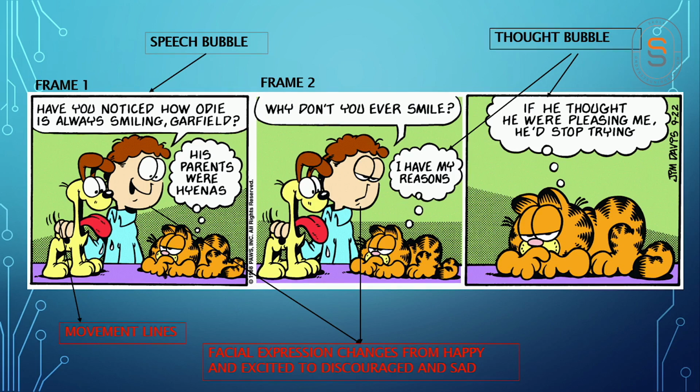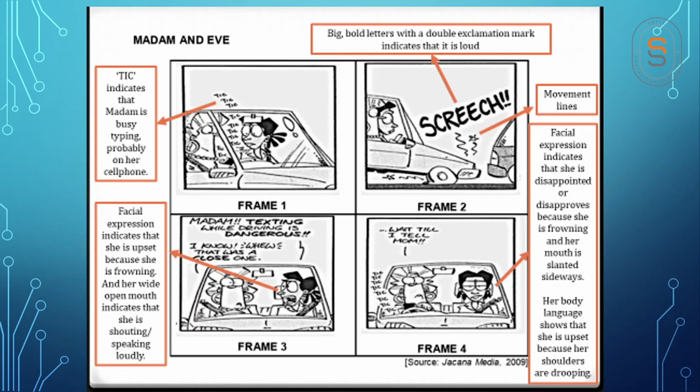You can see that with punctuation marks. If there are, for instance, words with exclamation marks at the end and it's printed in bold or bigger than the rest, it's an indication that that person is screaming or speaking louder. And then we have to look at all of the small details, all of the movement lines, every single thing. That is the key to analyzing a cartoon, to look at each and every small detail.